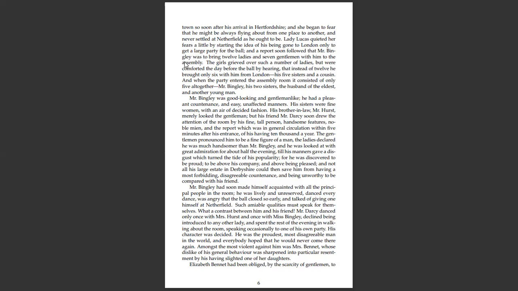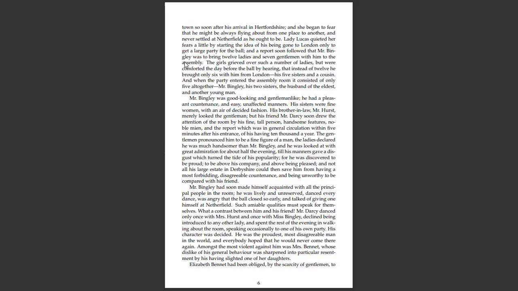Mr. Bingley had soon made himself acquainted with all the principal people in the room. He was lively and unreserved, danced every dance, was angry that the ball closed so early, and talked of giving one himself at Netherfield. Such amiable qualities must speak for themselves. What a contrast between him and his friend!